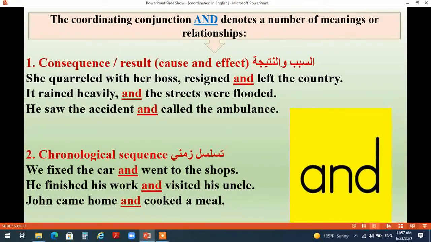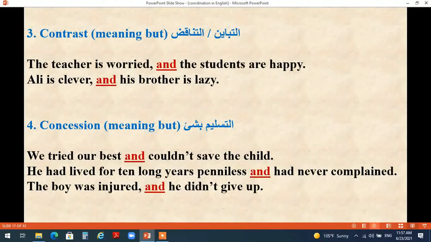Finishing the work, then visiting the uncle. John came home and cooked a meal. Also here we have a chronological sequence. After coming home, something else is done, which is cooking a meal. So as you can see here, and can be used to express a chronological sequence. Number 3, and also can be used to express a contrast, just like the coordinator but.